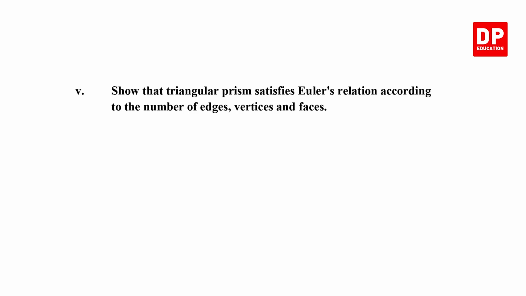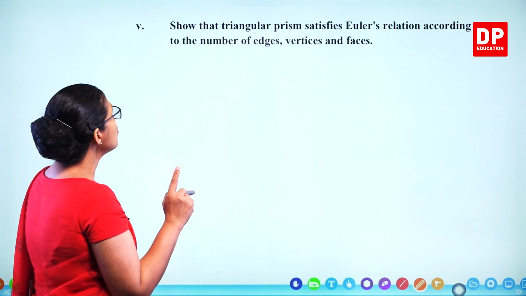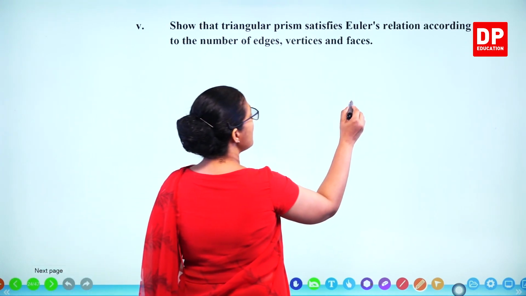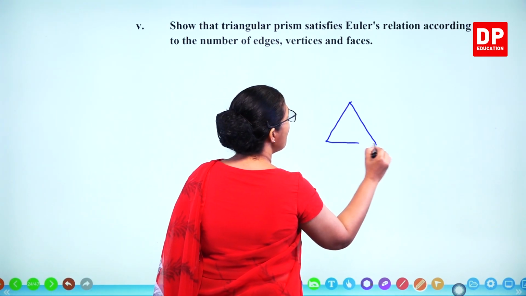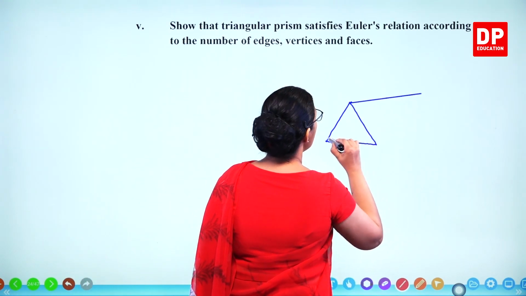Part 5. Show that triangular prisms satisfy Euler's relation according to the number of edges, vertices and faces. No, this is not a regular prism. This is just a triangular base prism.